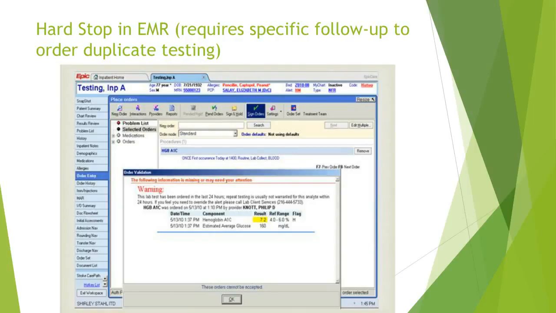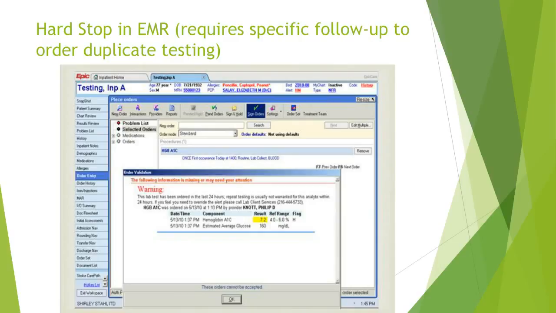But when one of those tests is ordered, this pops up and it basically tells you this has already been ordered. So if we're talking about once in 24 hours, you tried to order the test, hemoglobin A1C in this case, you find out it was already ordered in the previous 24 hours. But not only do we just tell you that, we give you the result and we tell you who ordered it and we tell you when. And usually then that just stops the whole process.